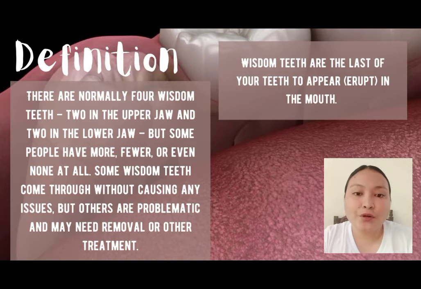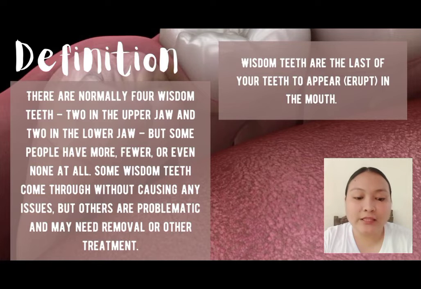Good day. So we're about to discuss our assigned topic, which is wisdom teeth. I'll define what wisdom teeth are. Wisdom teeth are the last of your teeth to appear or erupt in the mouth. Normally we have four wisdom teeth, two in the upper jaw and two in the lower jaw.